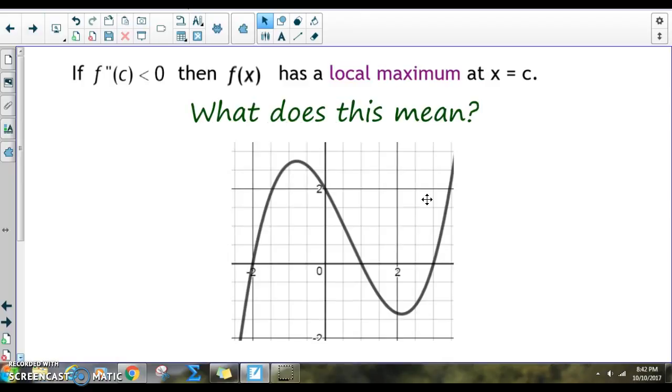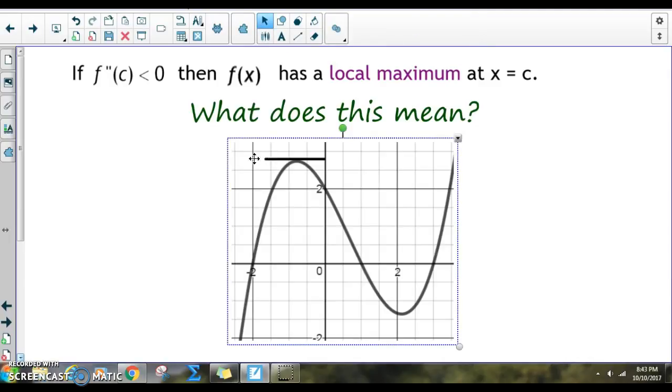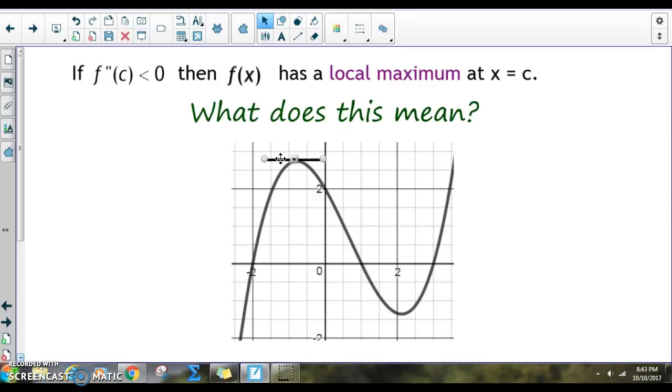Then here's an example of a local maximum. When the second derivative is less than 0, now remember we already have that critical value, so we already know that the first derivative is 0. So here's my horizontal tangent. My derivative is equal to 0 here. And then my second derivative is less than 0 because we are concave down, so opening down. So there's my maximum.